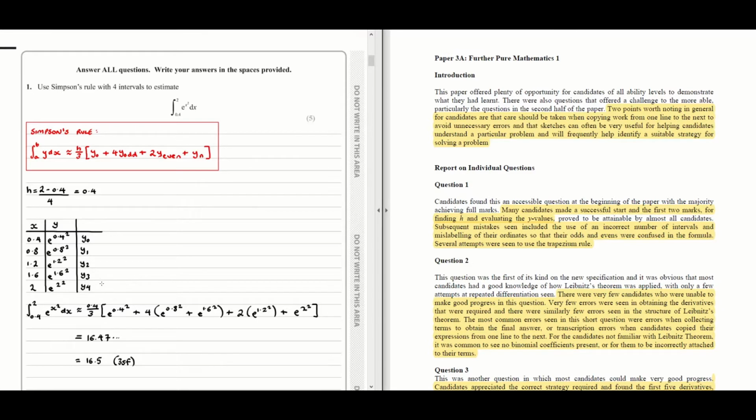So I think if you put it all into a table like this, it makes your life easy to substitute back over here. And there were some attempts of using the trapezium rule, which is incorrect. It said Simpson's rule.